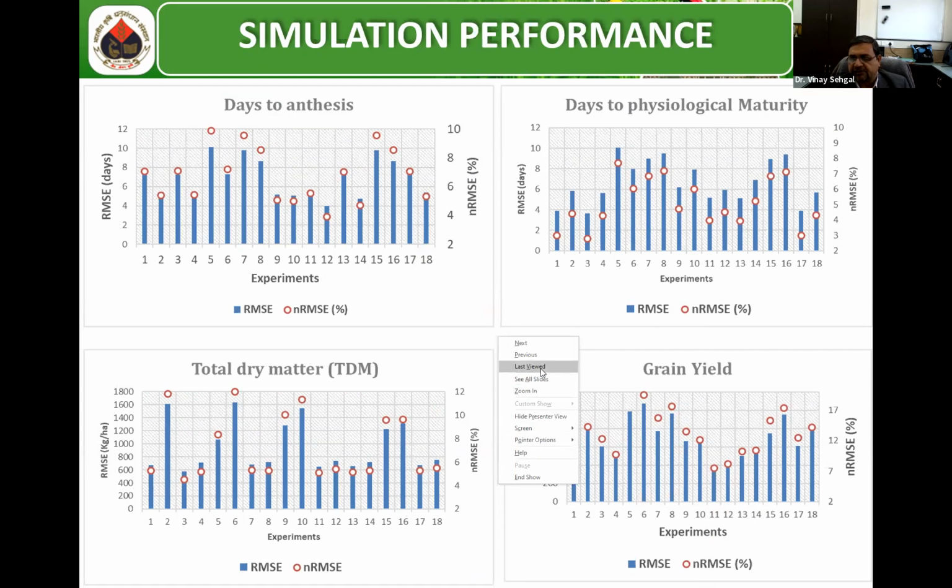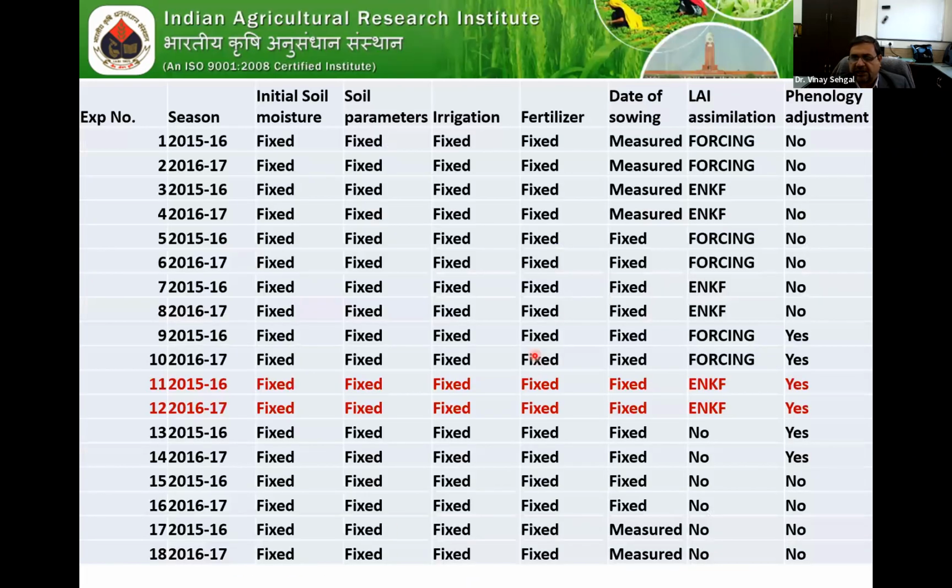We found that experiment number 11, let me go to the previous one, is where initial soil moisture is fixed. Soil parameter fixed, which means fixed for all the farmers' fields. Irrigation, same fixed value. Fertilizer, same fixed value. Date of sowing, fixed value in all the farmers' fields, and LAI assimilation is done through Ensemble Kalman filtering. This is again a data analytics technique. And then phenology adjustment also based on remote sensing data.